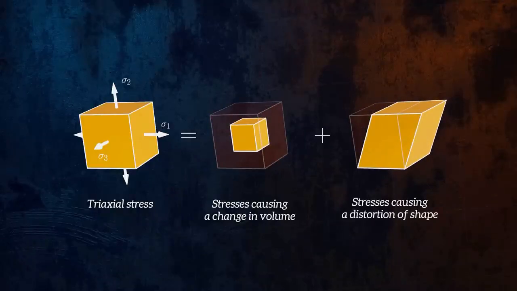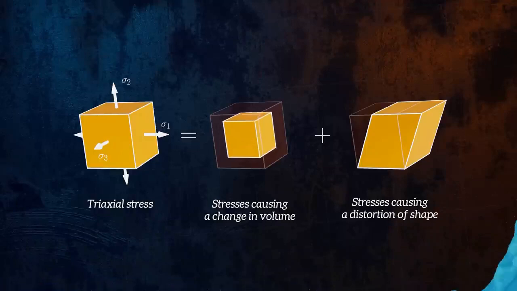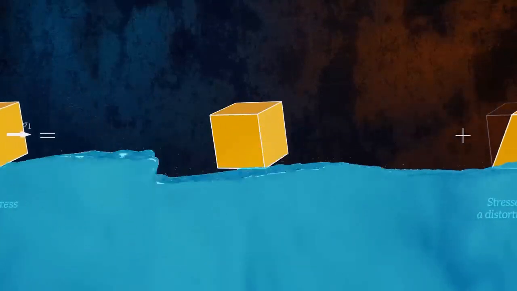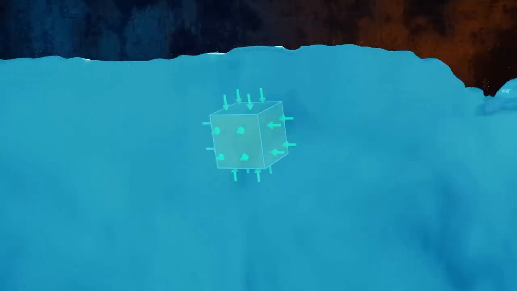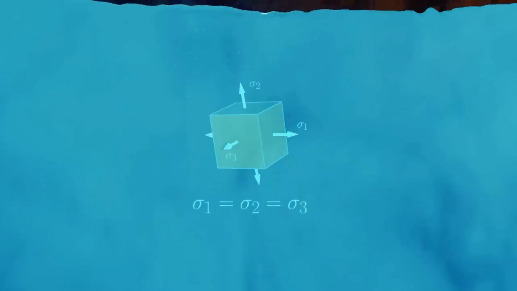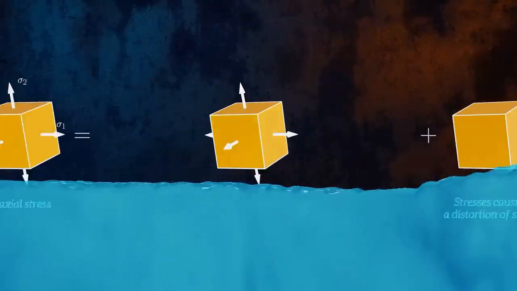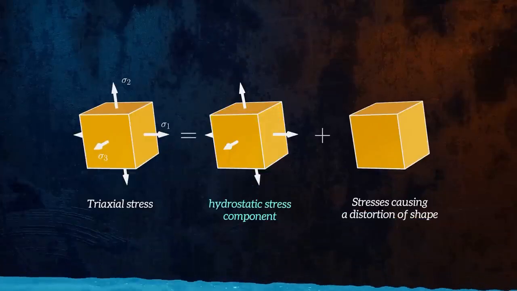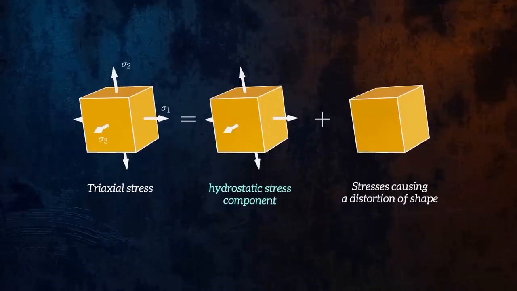Stresses that cause a change in volume are called hydrostatic stresses, because that is the type of stress acting on an object submerged in liquid. For a hydrostatic stress configuration, the three principal stresses are always equal, and there are no shear stresses. For a triaxial stress state, we can calculate the hydrostatic component as the average of the three principal stresses.